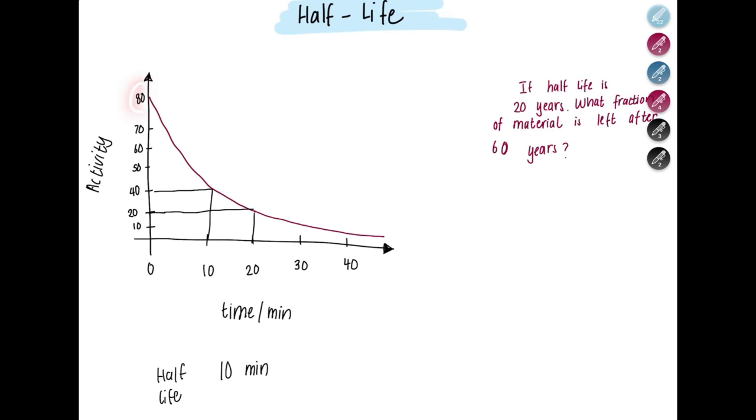Because you notice from 80 to 40, it takes 10 minutes. From 40 to 20, it again takes 10 minutes. From 20 to 10, again takes 10 minutes. So it's constant for one isotope. For example, for this one, it's 10 minutes, but it can change from milliseconds to as much as billions of years. It's different for every substance. So after every half-life, half of the radioactive material has decayed.